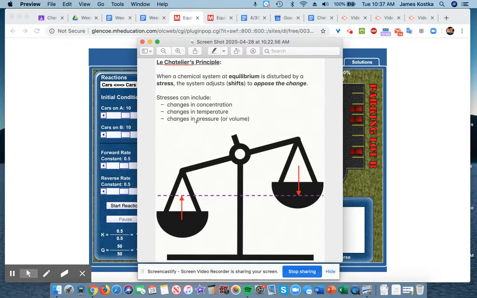Either way, when we implement one of these stresses, it puts either my reactants or my products out of balance. And so what Le Chatelier's principle says is that the reaction will shift to try and maintain that equilibrium or get back to that balance point, that purple dotted line. We're always trying to maintain a reaction back at equilibrium, where those forward rates and those reverse rates are the same.